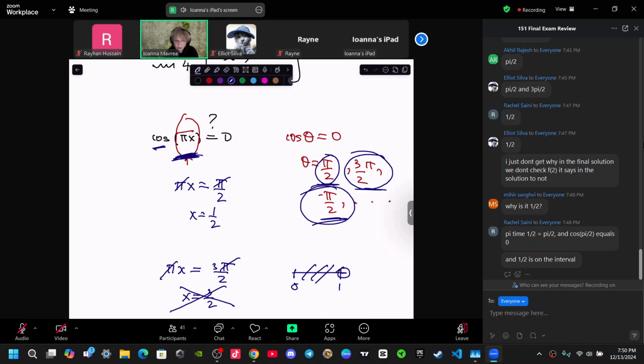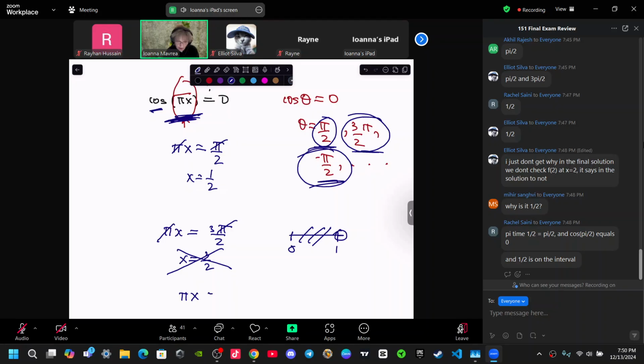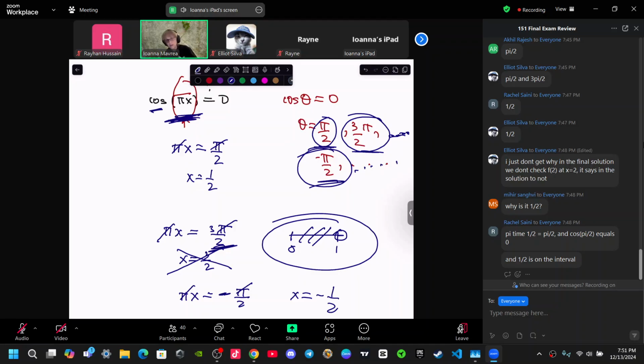So you go on and you say, how about the negative stuff? My theta, again, is this number. Can it be negative pi over 2? Again, get rid of the pi's. That means x is negative. Well, that's not possible because x has to be here. So you stop. Because if you continue here, you'll get bigger and bigger x's. And already that was too big. And if you continue here, you get negative x's. And none of the negatives are good. So there's only one good x in that interval.